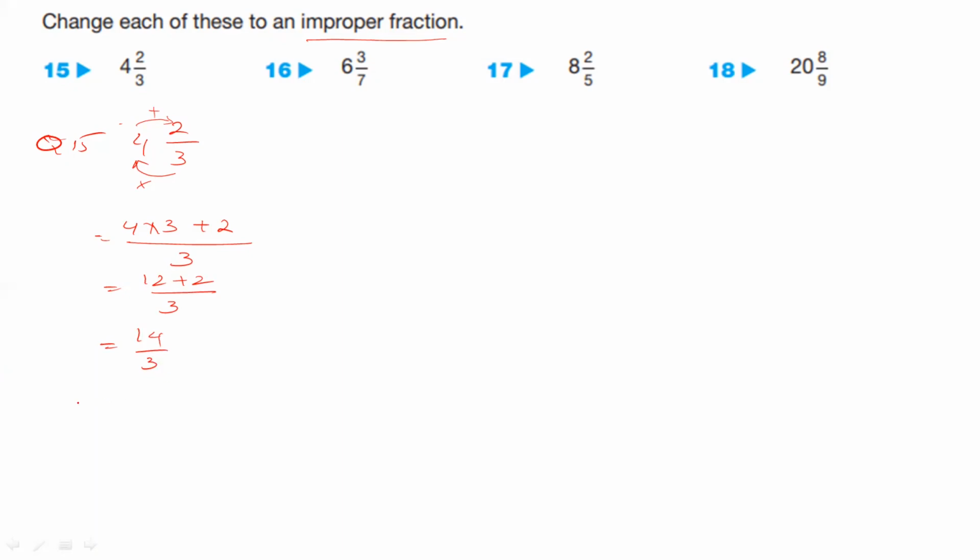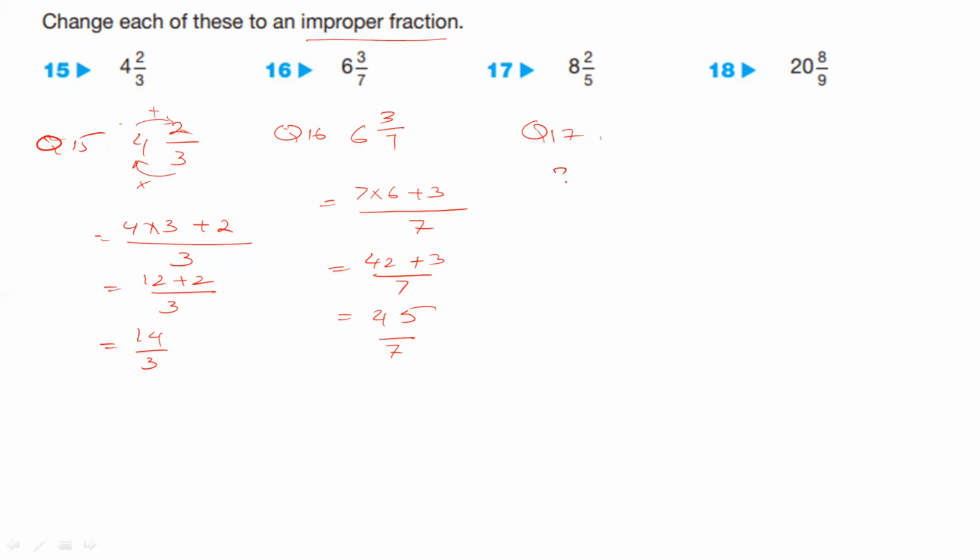Now we look at question number 16. Here we have 6 whole 3 upon 7. Now again we multiply: 7 times 6 plus 3 over 7. So 7 times 6 is 42 plus 3. So this becomes 45 upon 7.